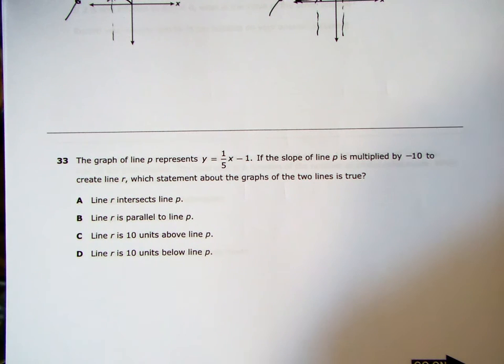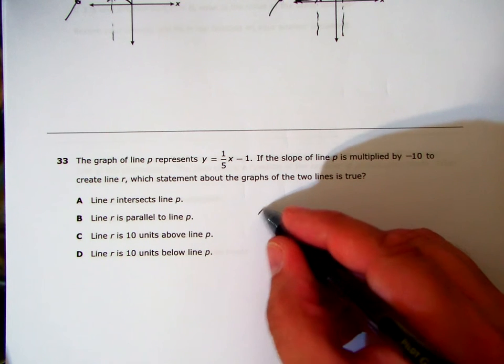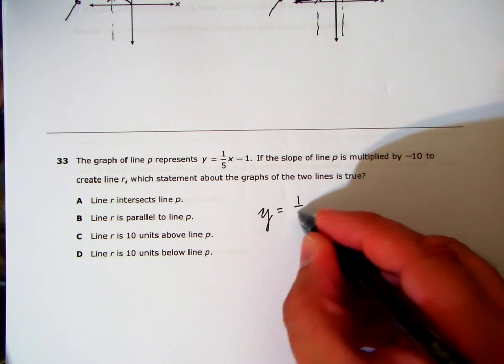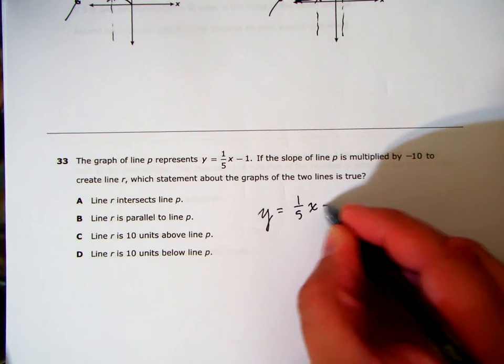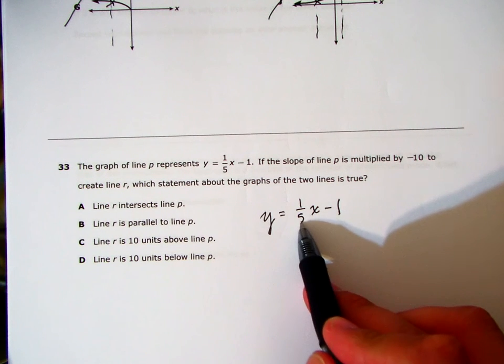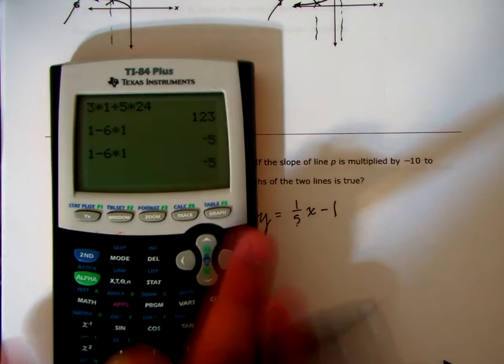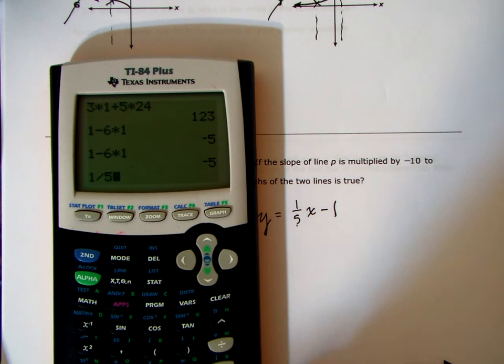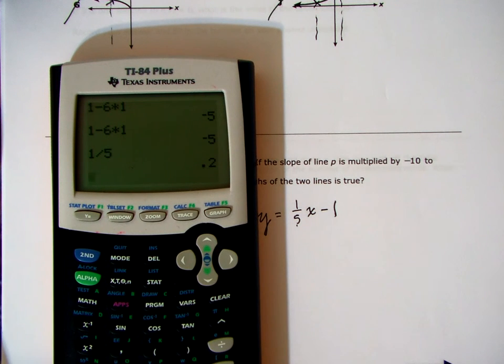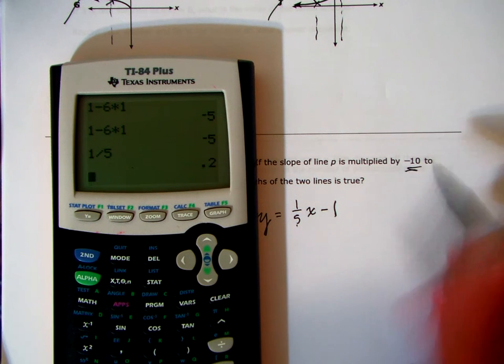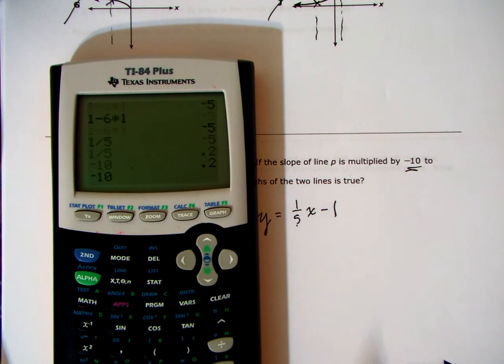Okay? So -3 says the graph of a line P represents that if the slope of the line is multiplied by a -10 to create a line R, which statement about the graphs of the two lines is true? Let's see what happens. Y equals 1/5 x minus 1. They said we're going to multiply the slope, which is 1/5. But let's put 1/5 in the calculator. 1 divided by 5, what is it? 0.2. So 0.2 multiplied by, what is that? A -10. What do we get?